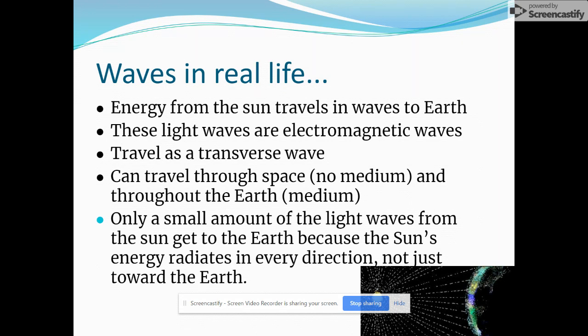Only a small amount of light waves from the sun gets to Earth, because the sun's energy radiates in every direction, not just towards the Earth. Same concept as if you take a light bulb without a lampshade, sitting in the middle of a room, and turn it on: you'd see that it lights up all around the room, not just in the direction where you're standing. The sun works the same way. With that light bulb, only a small amount of light actually hits you. The rest of the light goes all over the room. Same thing with the sun. It's like the light bulb in the middle of the room, except the middle of the room is the middle of our solar system.